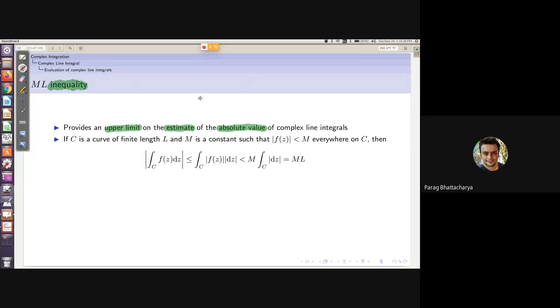So let's say I have a curve. Let me draw the complex plane here, the imaginary axis, and this is the real axis. Let's say on this plane there happens to be a curve like this. This is the curve C. Now, this curve C has a finite length L.